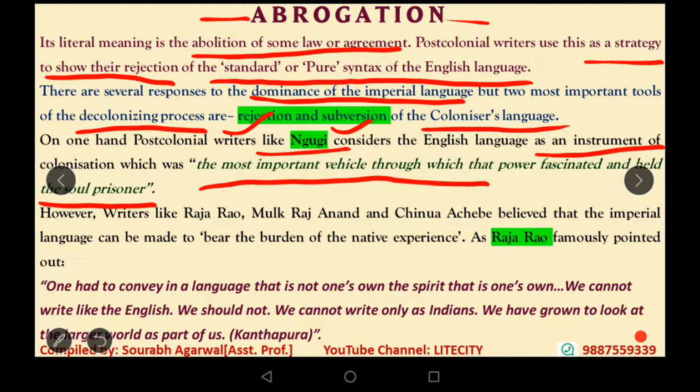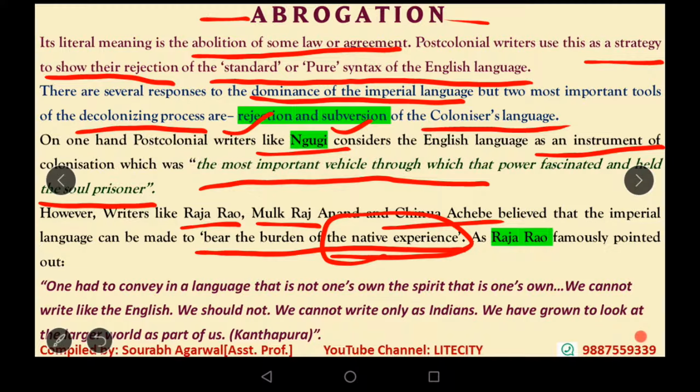However, there is another set of writers and thinkers like Raja Rao, Mulk Raj Anand, Chinua Achebe, and the next generation of post-colonial writers, diasporic writers, who believed that the imperial language can be made, this is a very important quotation, to bear the burden of the native experience. What it exactly means is that as colonizers have brought the English language into the colonies, now this language has to take the burden of the native experience also. Or in simple words, these writers, these thinkers believe that the colonized subject can use the English language for its own advantage to subvert the colonial discourse.